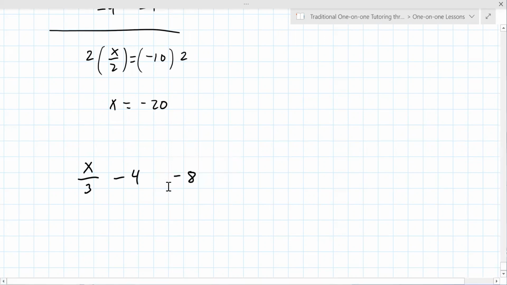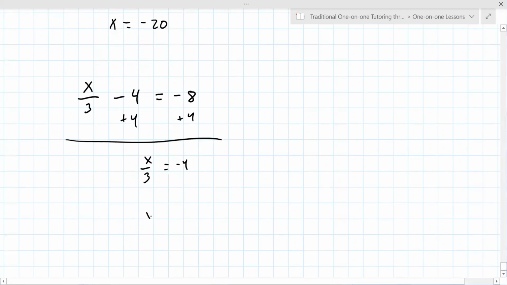All right, go ahead and try this one, please. Okay, on your own. X over 3 equals -4, so x equals -12. Oh yeah, I forgot about that negative.